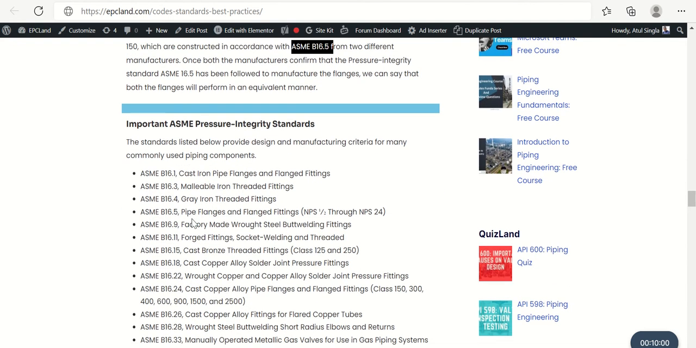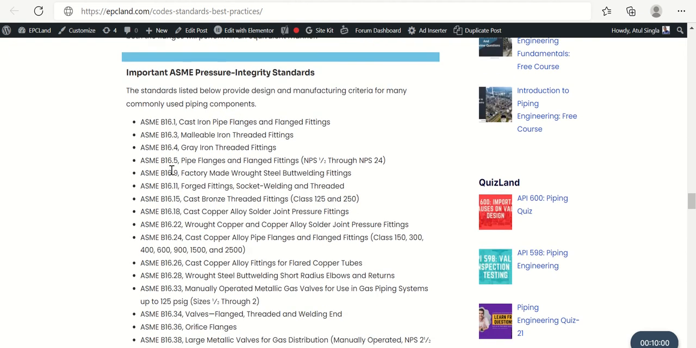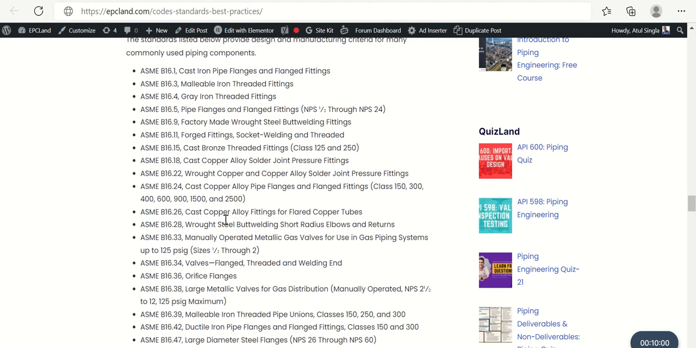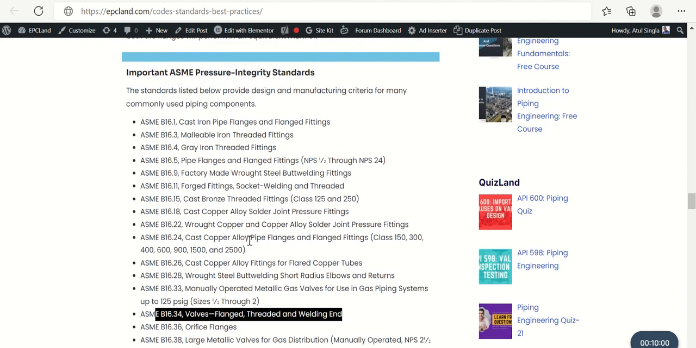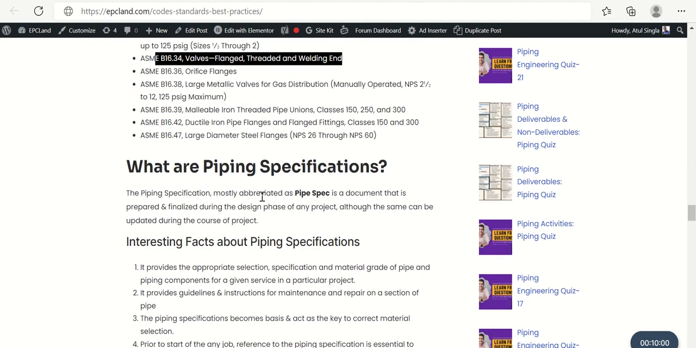Now let us look at a few of the pressure integrity standards. If you see B16.5, which we were talking about now, it is there in the list, and it is one of the pressure integrity standards. B16.34, this is also related to valves, right? We design valves especially for pressure rating. So all the pressure rating details related to valves will be there in B16.34. A lot of dimensional requirements will also be fulfilled by these standards, but somehow we call it a pressure integrity standard. So this is the list of all the pressure integrity standards which are commonly used in the process industry.